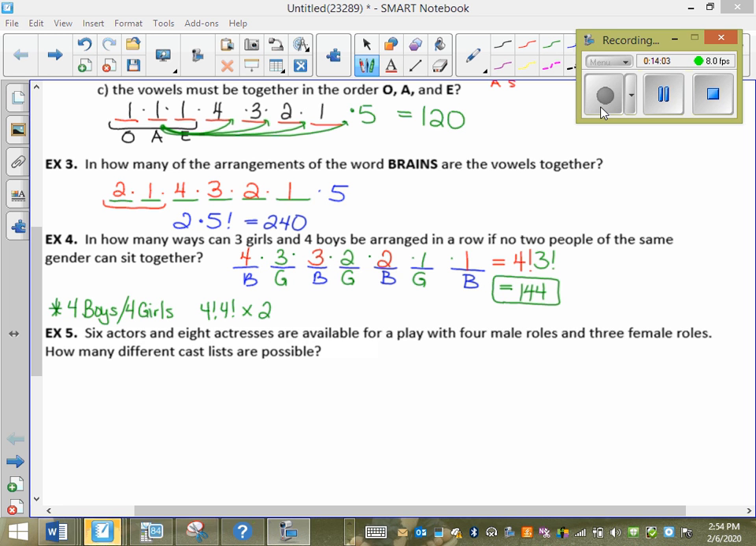Because you would have 1, 2, 3, 4, 5, 6, 7, 8, then 4, 3, 2, 1, 4, 3, 2, 1. And that's if I started with boys. But if I started with a girl, it would be the same amount of numbers, but totally different looking, right? So you have to remember to multiply it by 2, where most people forget to multiply it by 2.